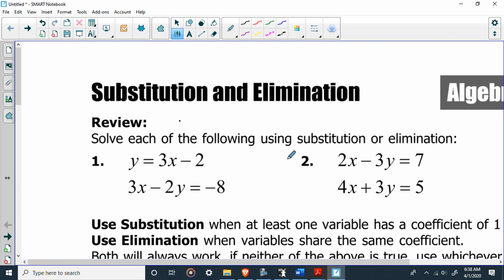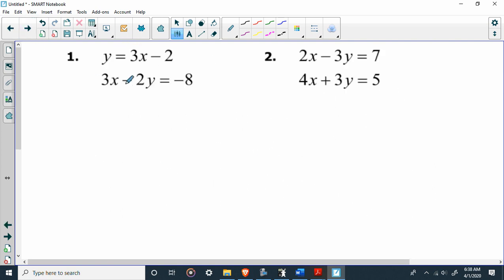We're going to take a look at these two problems. I'm going to show you how to do them both different ways. Okay, so this first problem lends itself to substitution. It lends itself to saying y is equal to 3x minus 2. So everywhere I see a y, I'm going to replace it with 3x minus 2, and then finish writing this equation. All I did was rewrite this equation, except instead of writing y, I wrote what y is equal to. And then you can go ahead and solve.